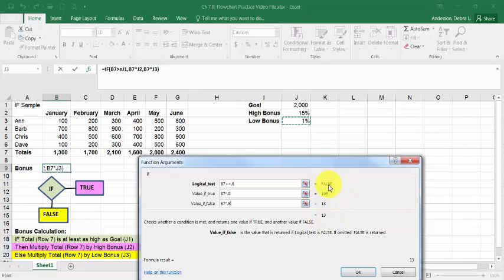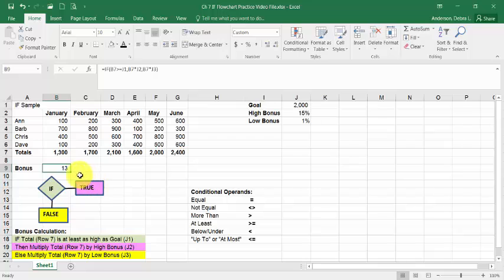If this says false, that just means in this case B7 is not at least 2000, so don't think that means the formula is wrong. That just means in this case the answer is false. And hit OK. And so since 1300 is not at least 2000, multiply 1300 times 1%, which gives you 13.